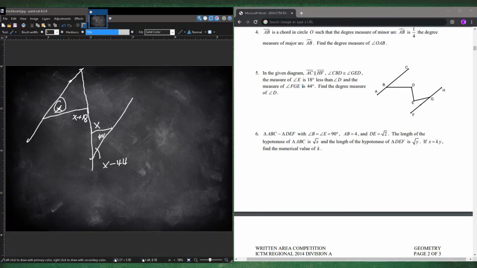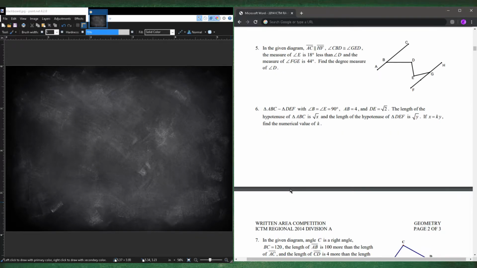Same case with this. These two angles have to add up to the exterior. So if this is x and this is x plus 18, that means this angle on the top is 18. Since they're parallel, and you cut right in between, this angle has to equal this angle. So x minus 44 equals 18. I don't know the exact name, but that's a property. That means x is 62. And we need x plus 18 because that's angle D. So 18 plus 62 is 80. And that's your answer for 5.